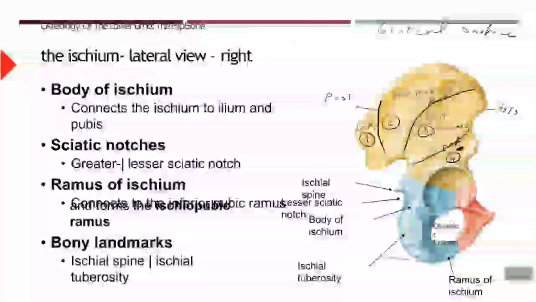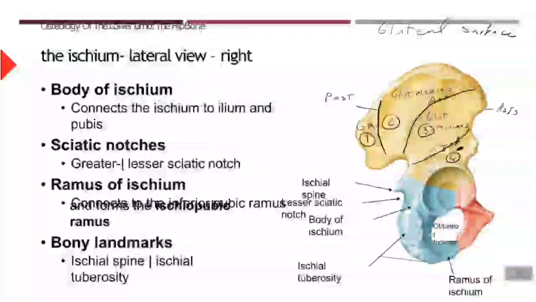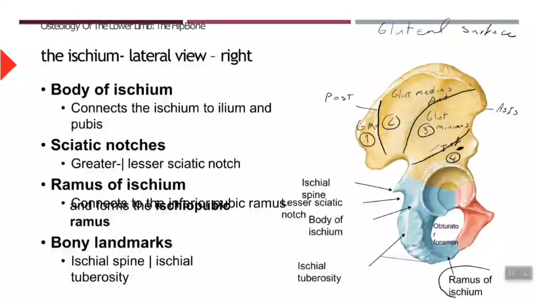I come back to these pictures. You can see here, this is the body that joins the ileum, and this part is the ramus of the ischium. It joins the inferior ramus of the pubis, and when they fuse together, we say the ischiopubic ramus. Okay, the ischium has a body and a ramus. Okay.